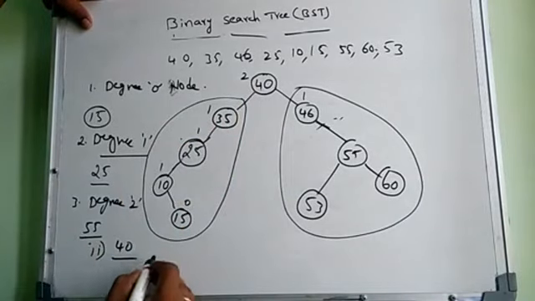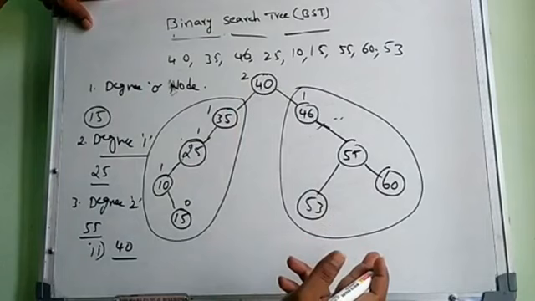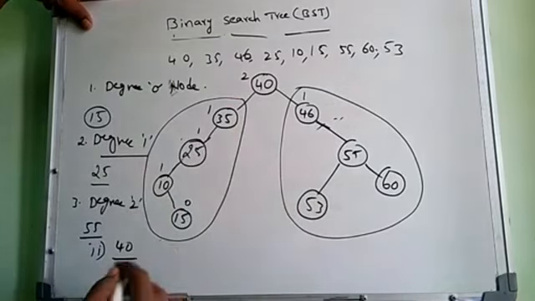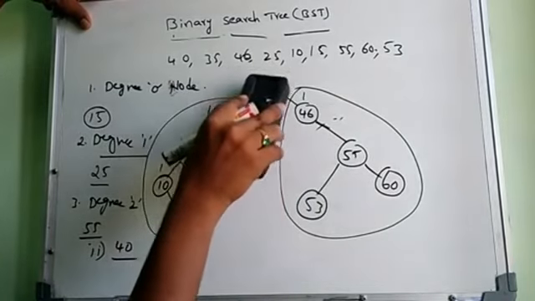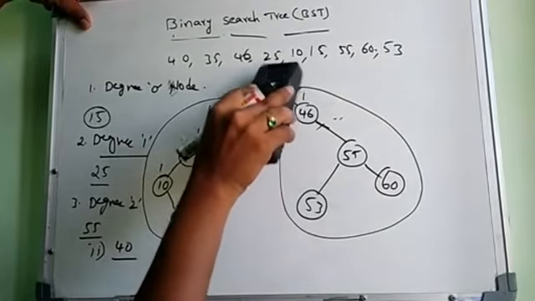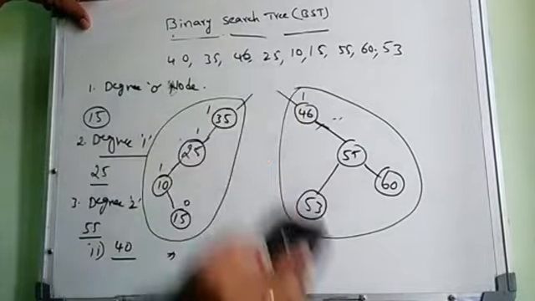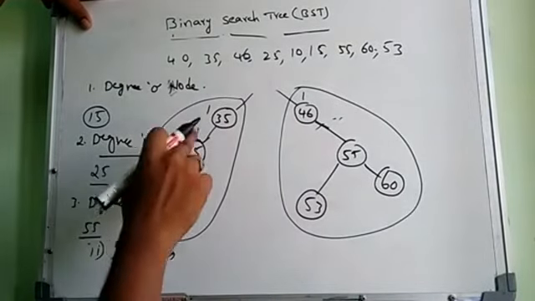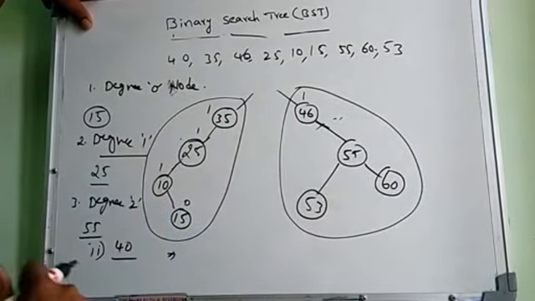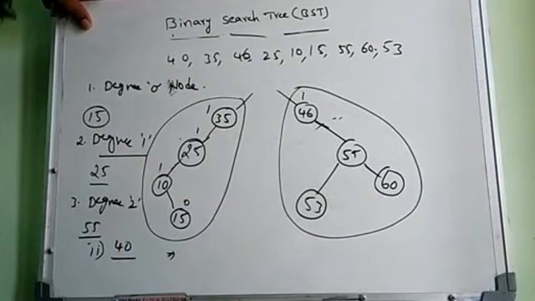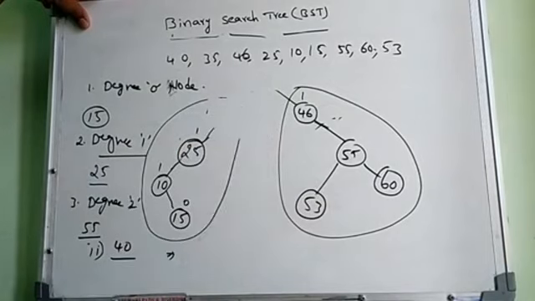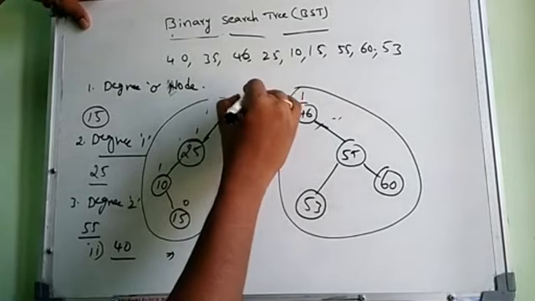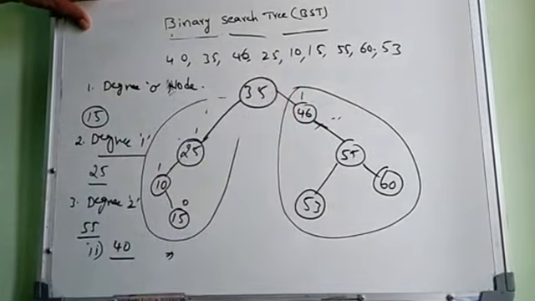In the previous problem I went for the rightmost, now I go for the leftmost. So 40 is removed, 40 is deleted. Listen carefully, 40 is deleted. I go for the maximum number of the left subtree. The left subtree's maximum number is 35. 35 will now act as the root of the entire tree.